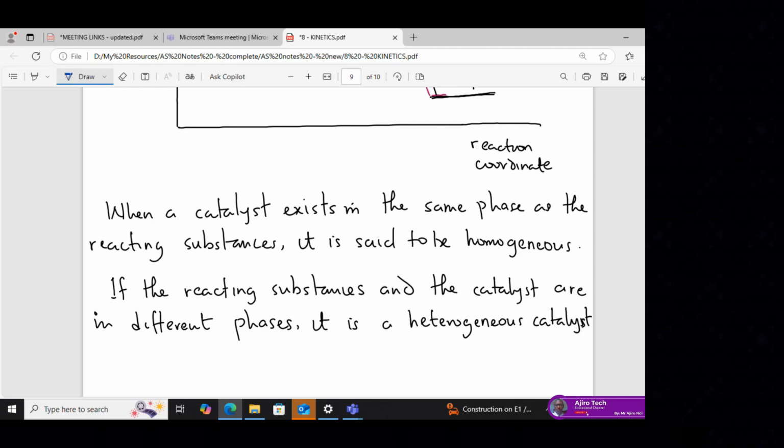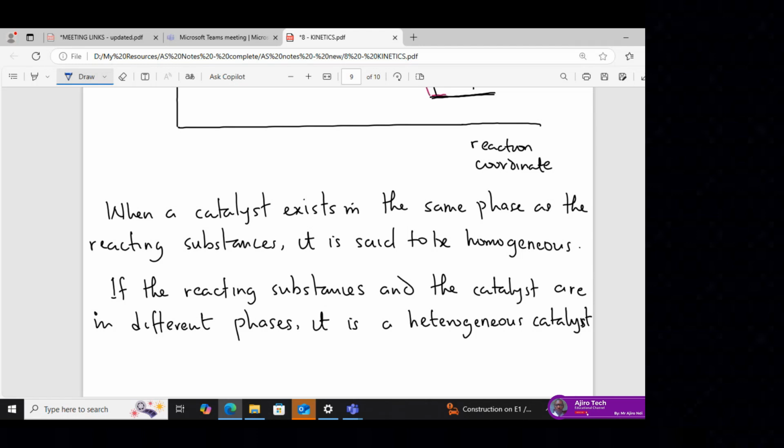Vegetable oil and water, are they in the same state or not? They are both liquid. They are. But are they in the same phase? Will they mix together? No, they won't. So vegetable oil and water are in the same state, but in different phases.